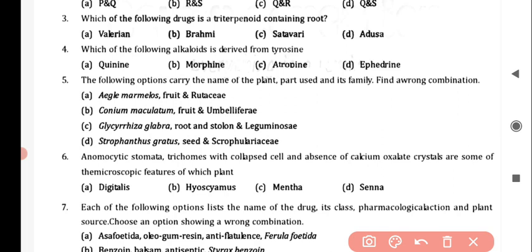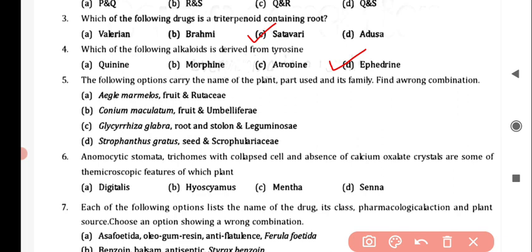The next question is, which of the following drugs is a triterpenoid containing root? And the correct answer is option C, Shatavari. Next question is, which of the following alkaloids is derived from tyrosine? And the correct answer is option D, ephedrine.